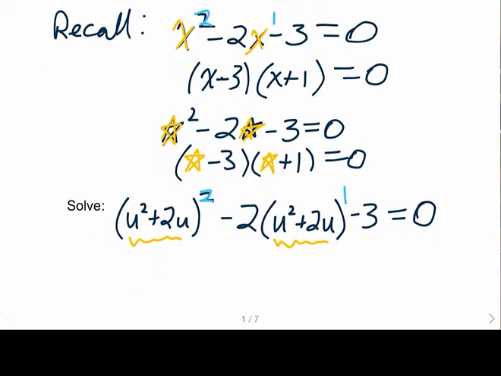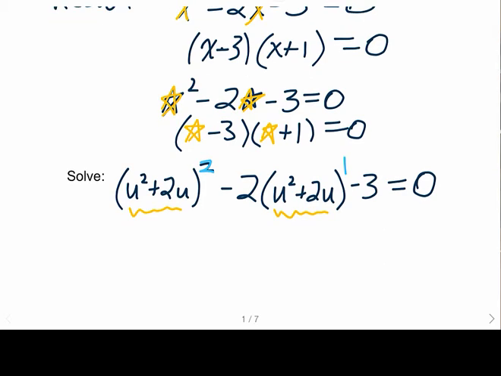That being the case, what we could think of this as is that u squared plus 2u is playing the role of star. And so when I factor this, I notice the coefficients are the same. 1 for the first term, negative 2 for the second term, negative 3 for the third term. So when I factor this, in place of star, I'm going to put u squared plus 2u. Now let's see what that's going to look like.